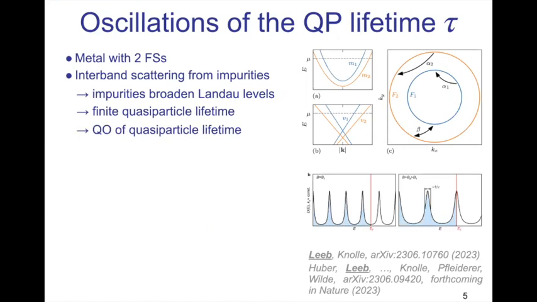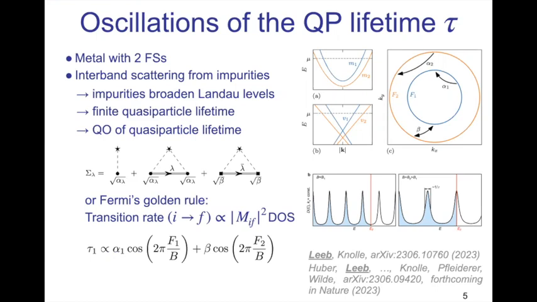Now, you can either evaluate that diagrammatically, that's what we did, or you can also simply see it from Fermi's golden rule. Fermi's golden rule tells you that the transition rate is proportional to the density of states. And now the density of states here on the right-hand side is just Landau levels. So when you tune your magnetic field, this will oscillate. And so also your transition rate will acquire oscillations. And these are exactly the quantum oscillations which I introduced before.